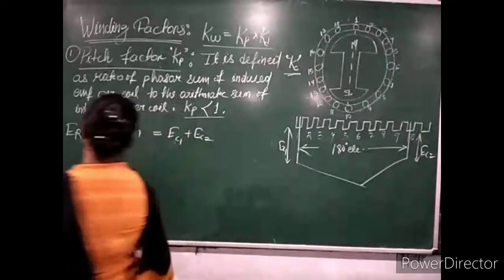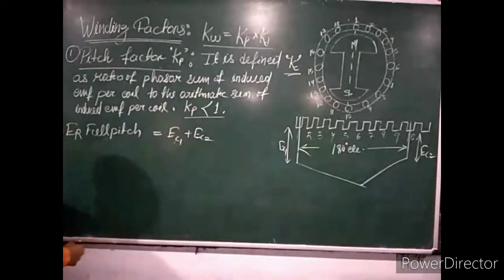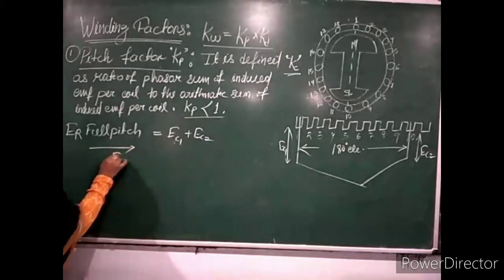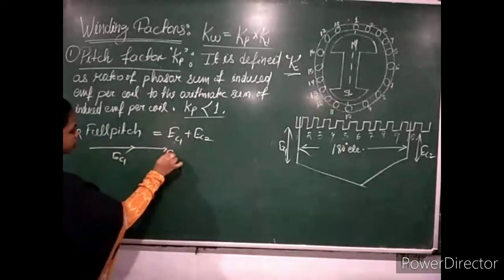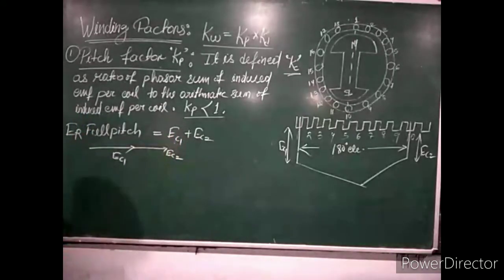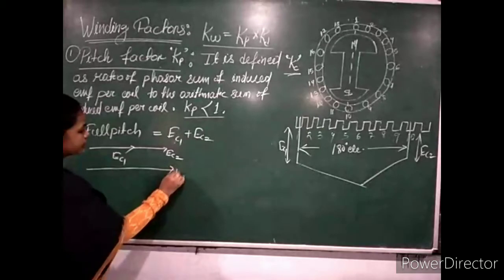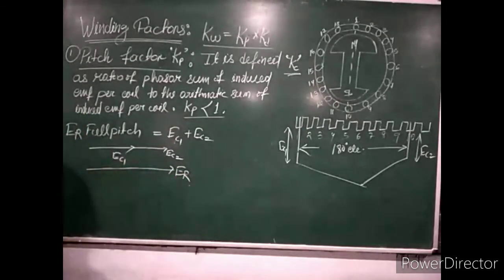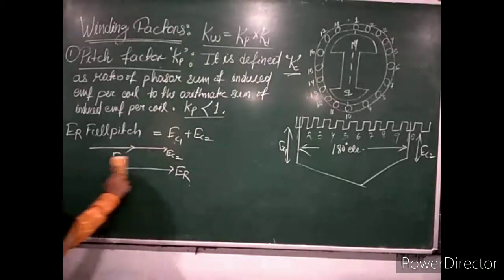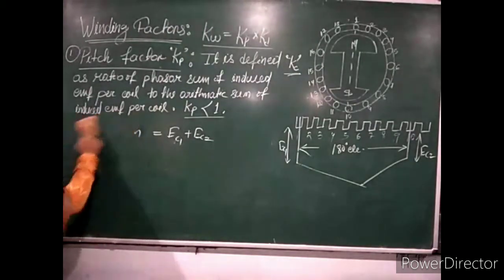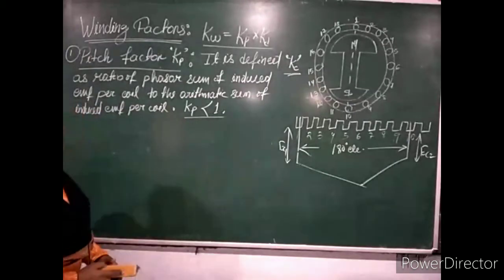So what is the phasor diagram for EMF induced in a full pitch coil? This is EC1, EC2. As you know, here the coil span is 180 degree. These two EMFs differ from each other by 180 degree and the resultant EMF phasor is this one. In case of a short pitch coil, the coil span is less than 180 degree.